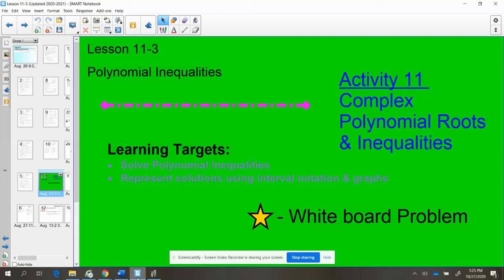Hi everyone, welcome to the end of activity 11.3, which is also the end of our polynomials, and we're going to start talking about polynomial inequalities. And this is starting on page 149 in your books.